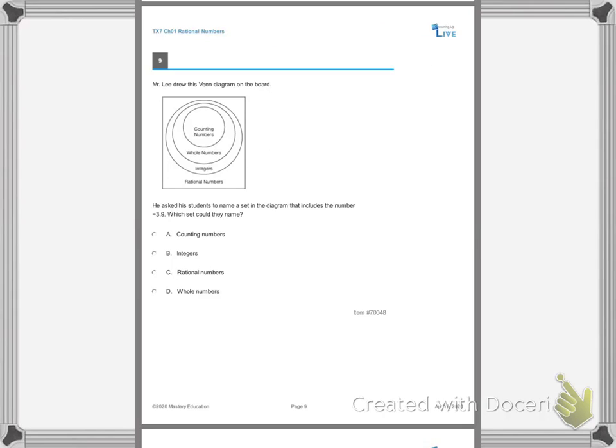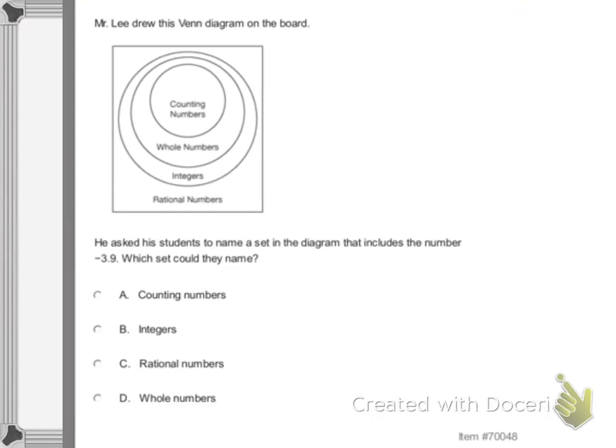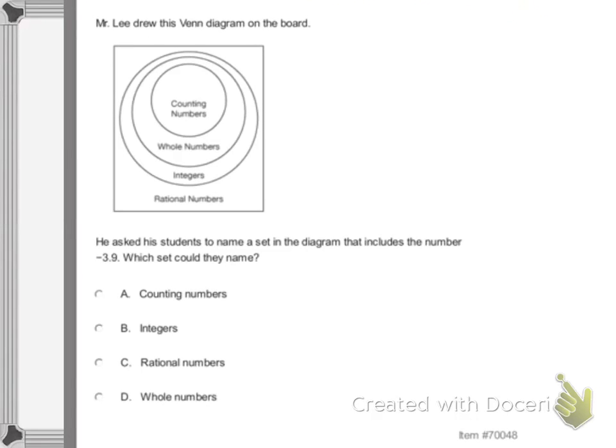Number 9. Mr. Lee drew this Venn diagram on the board. He asked his students to name a set in the diagram that includes the number negative 3 9/10. Which set could they name? Okay, so it's a negative, so we know that it can't be counting or whole. Now, it does have a decimal, and I said earlier that decimals and fractions must go into rational. So the answer here is C.